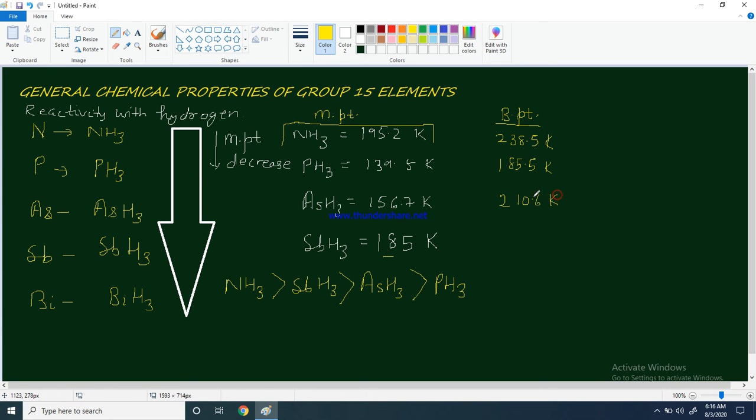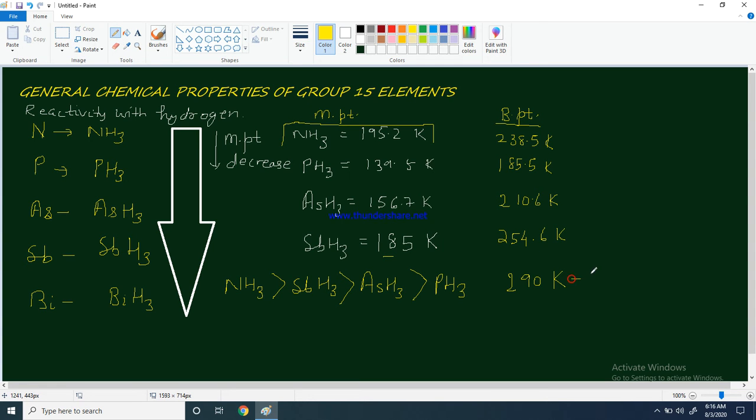210.6 Kelvin, 254.6 Kelvin, and for hydride of bismuth it is 290. Now let us see again. As we are going down the group, in general the boiling point is increasing.